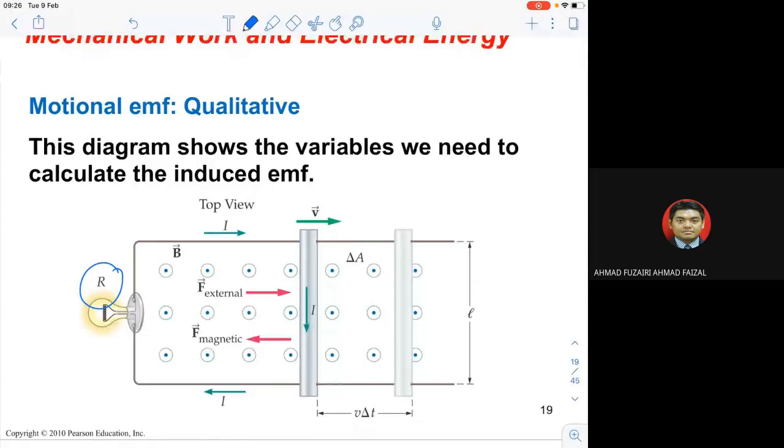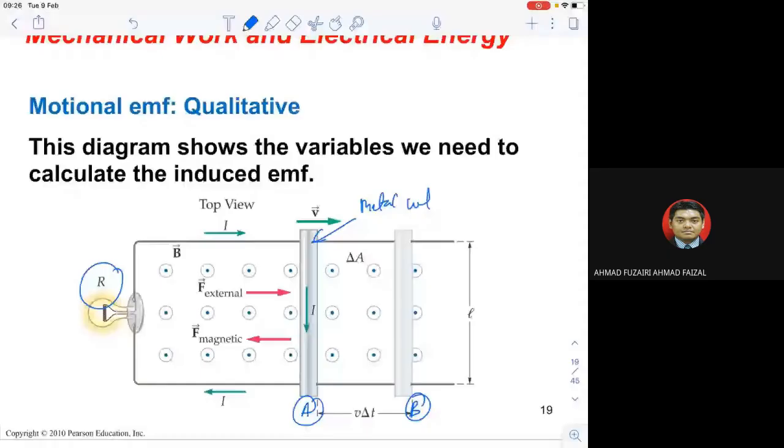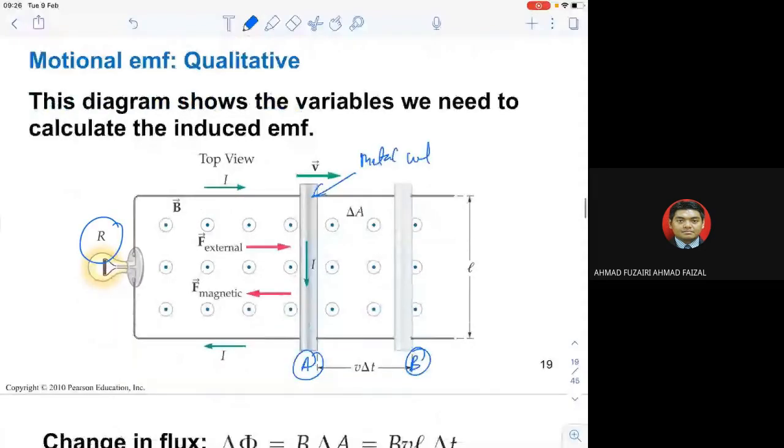And what happened if we try to bring this metal rod? Again, this is the metal rod. We try to bring it from this position, position A, to position B. This metal rod, we try to bring it from point A to point B. So in point A and point B, there is a certain area. So the change in area.